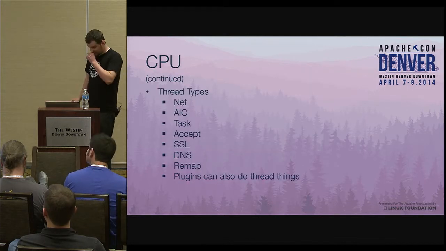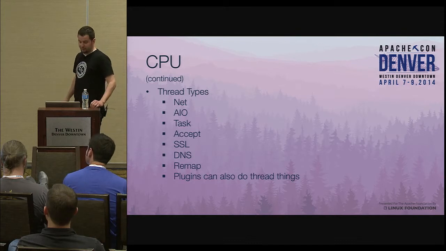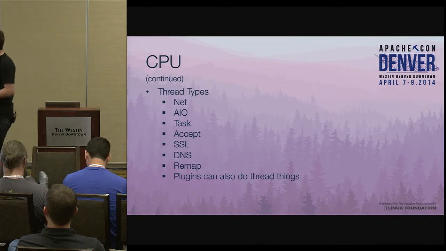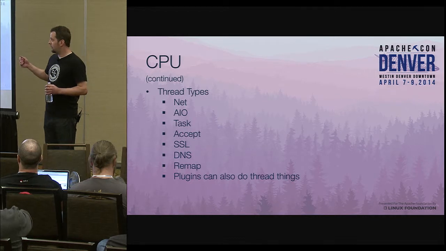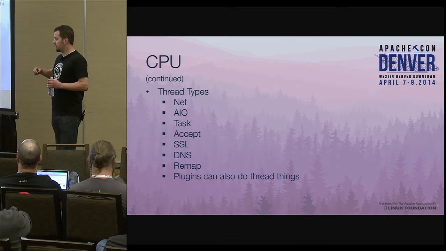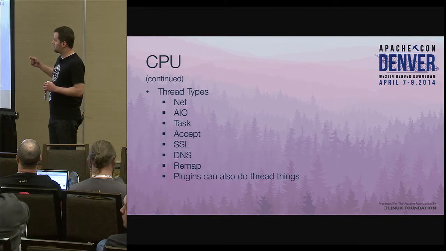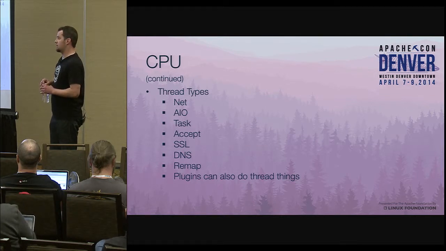So I said before that ATS was multi-threaded. We have a bunch of different thread types. The main thread type is the net thread. That's where most of the good stuff happens. That's where, when a connection comes in, it creates a state machine, a transaction, and starts handling all the stuff, starts doing the cache lookups.